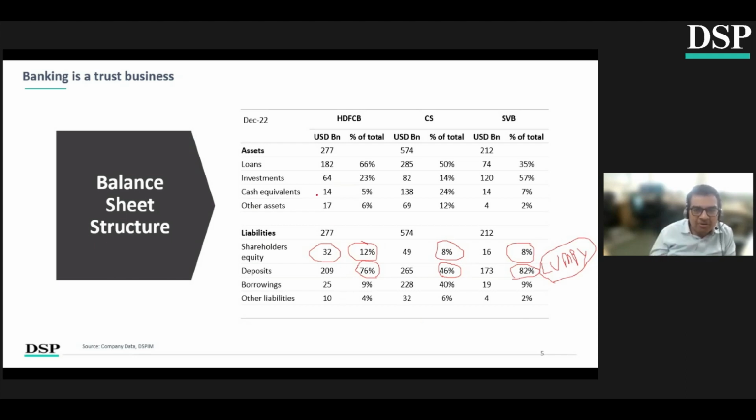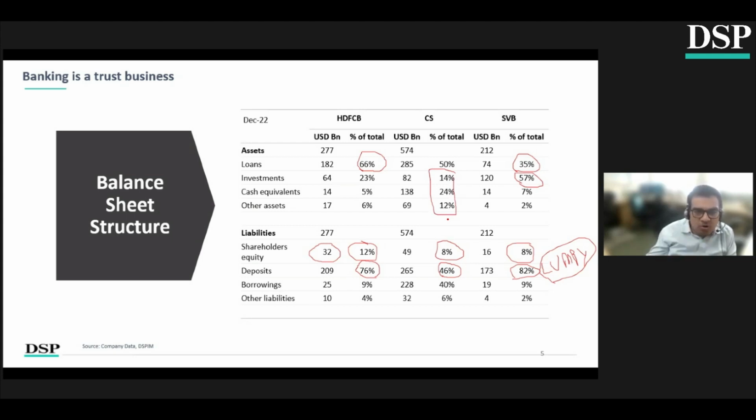Coming to the asset part of the balance sheet, like you see, our Indian banks' balance sheet is far more loan oriented, credit oriented. Whereas if you take, for example, SVB, it is a more investment book oriented balance sheet structure. And in case of Credit Suisse, it was more investments, liquid assets, and less of loans. Partly the design of the balance sheet was very different in all the three cases.